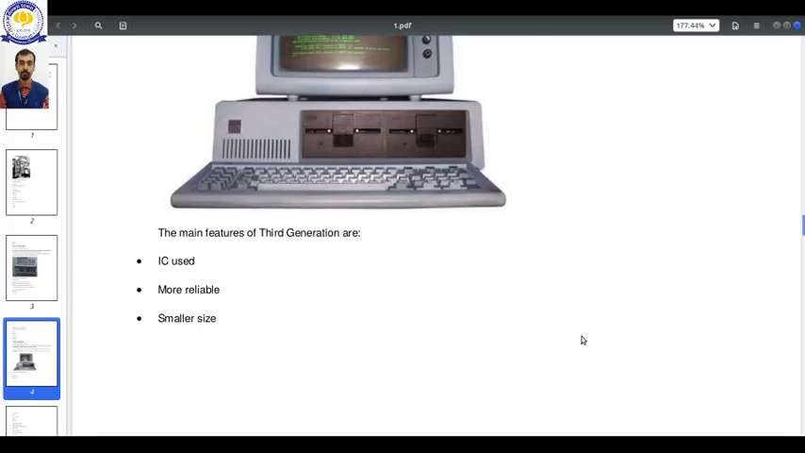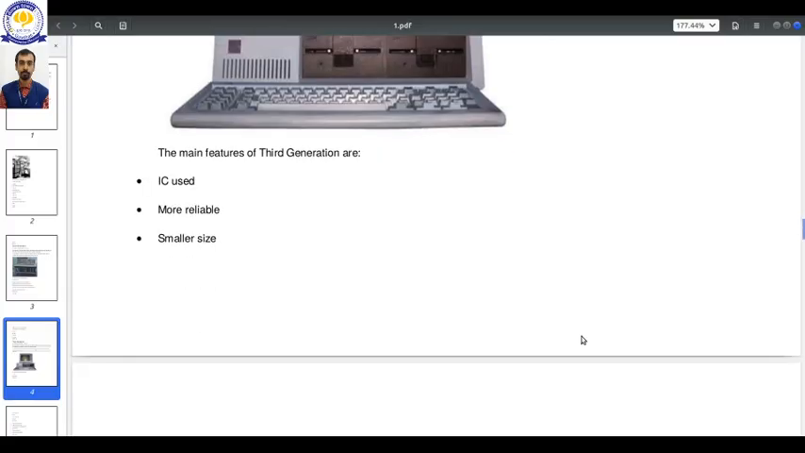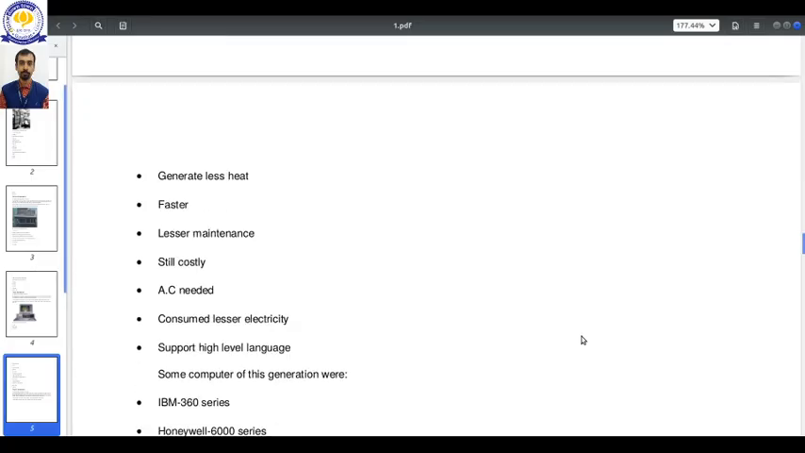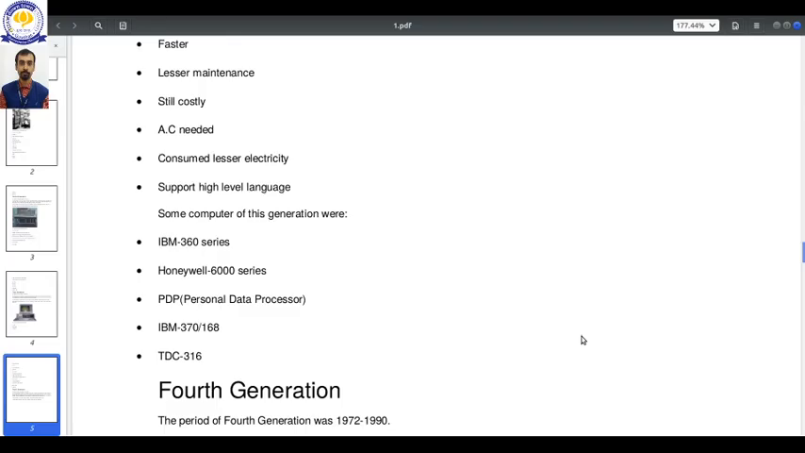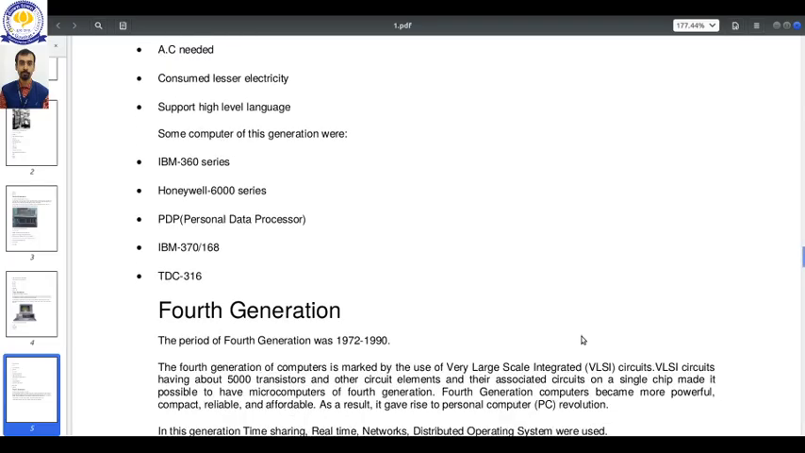As IC was used, it became more reliable, smaller in size, generated less heat, it was faster, lesser maintenance was required, it was costly, AC was required, consumed less electricity, supported high level languages, and some examples were IBM, Honeywell, PDP, IBM, TDC.